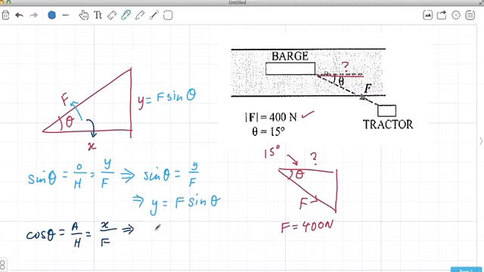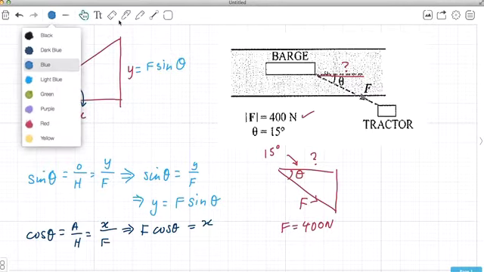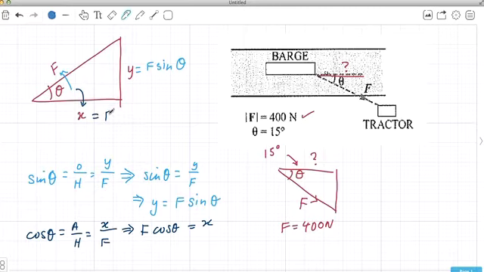That means that cos of theta equals x over f, and then moving the f up, you can see that we end up with a similar equation, which in this case tells us that this x that we didn't know is given by f cos theta. So that helps us out, because if we know one side, the hypotenuse, and the angle, we can very easily state the opposite and the adjacent sides.